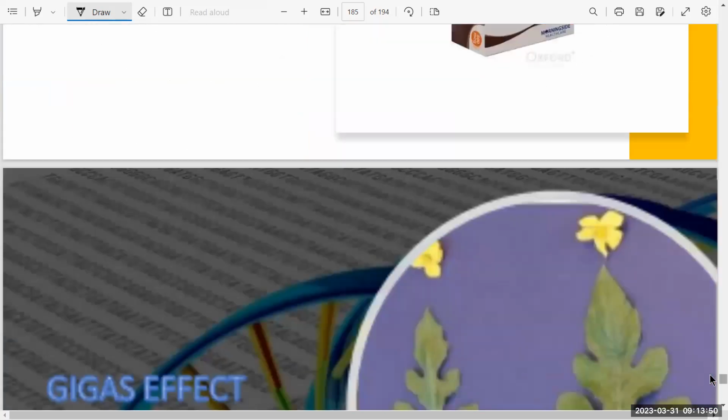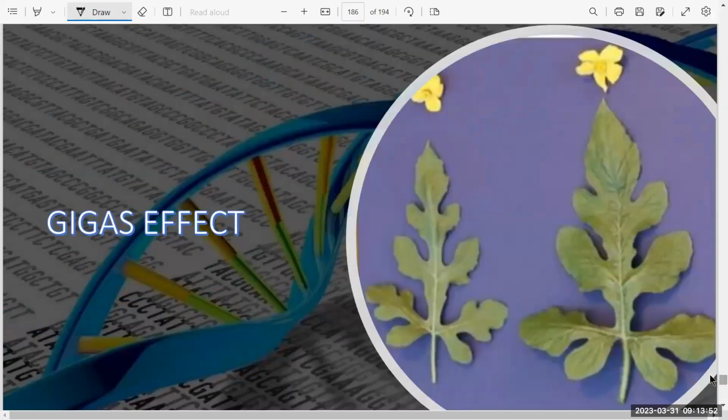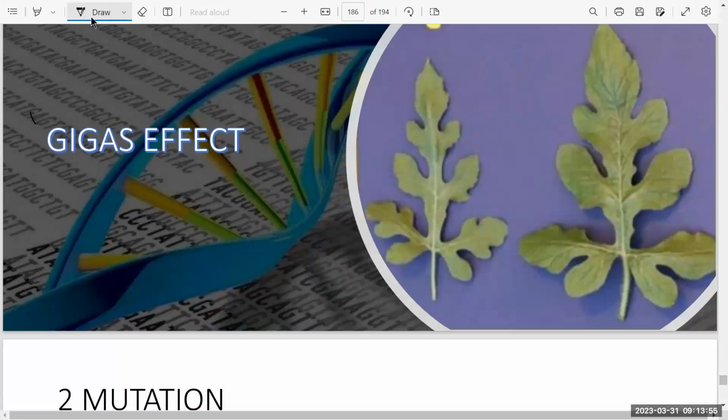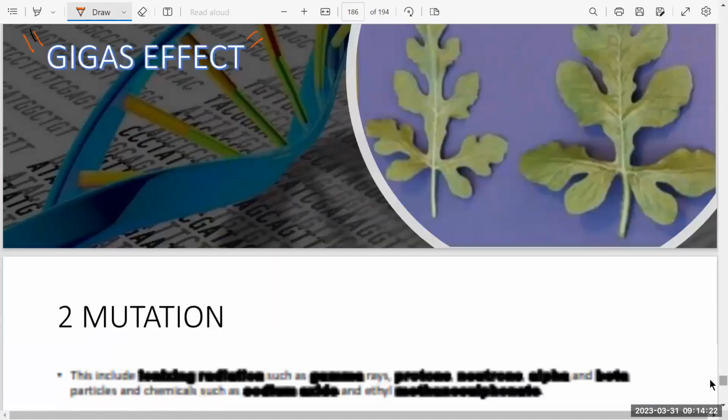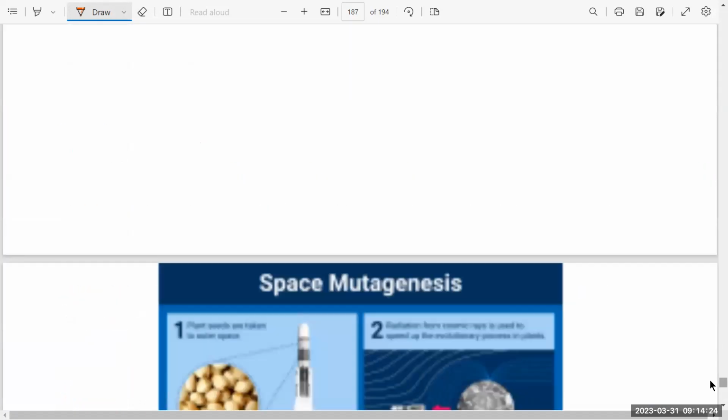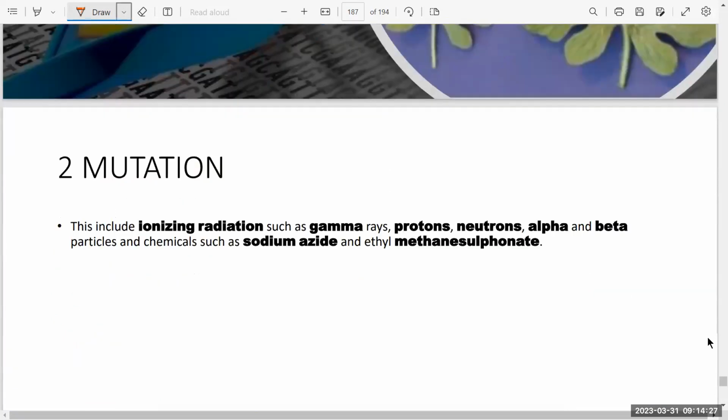So we discussed this one, and as a result, we have the gigas effect, the bigger size. Because when cells are packed with many chromosomes, cells get bigger and organs get bigger. So we can get bigger crops, bigger vegetables, bigger fruits if we apply this polyploid technique. So today we're going to learn the second one, mutation.